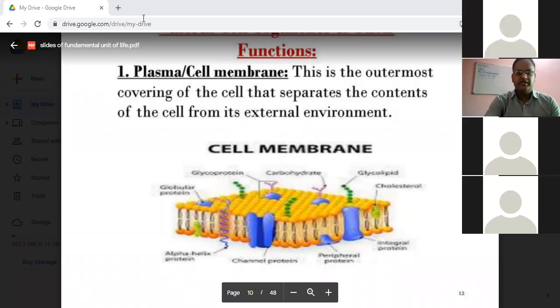Okay, Jyoti raised her hand. Okay, Jyoti, you can unmute yourself. Yes, Jyoti. The two layers of cell membrane. Two layers. Okay, lipid bilayer means the cell membrane is made up of two layers of lipid. Okay, Jyoti. Okay, fine.